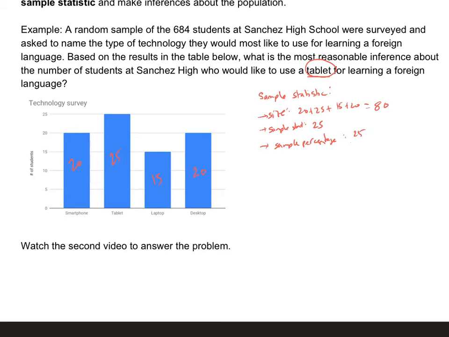So if I took 25 and I divided it by 80, that gives me 0.3125, or about 31.25%. So these are my sample statistics. I use my size and the thing I'm trying to observe to get a proportion of the sample that actually has that trait. Now I'm going to make my inference.